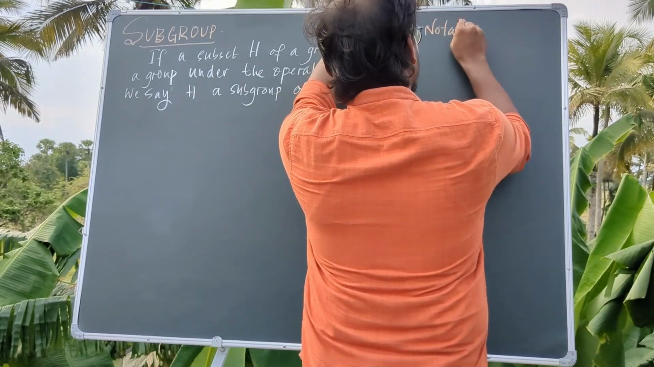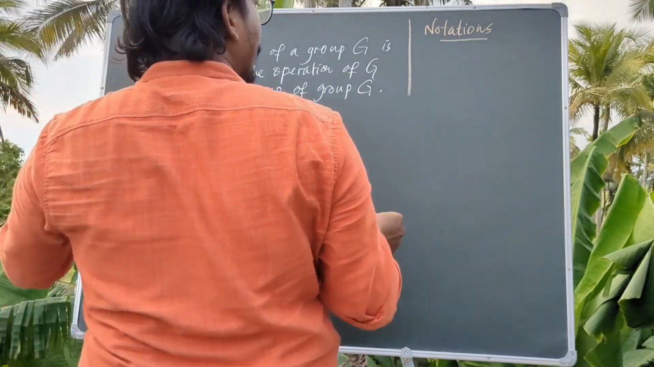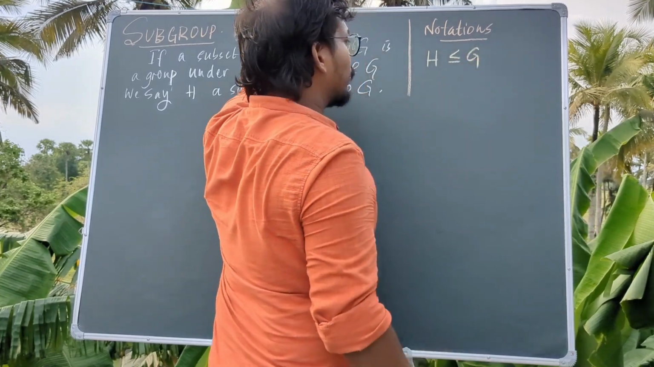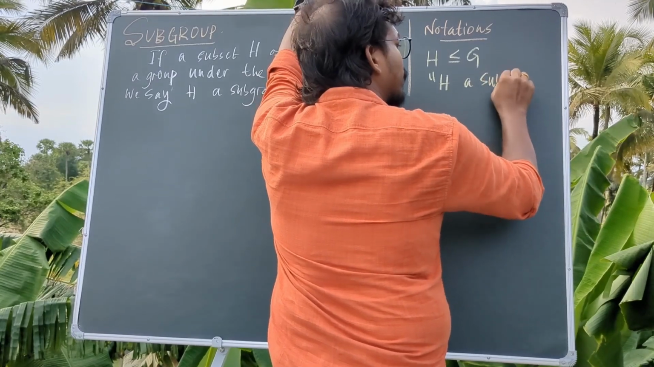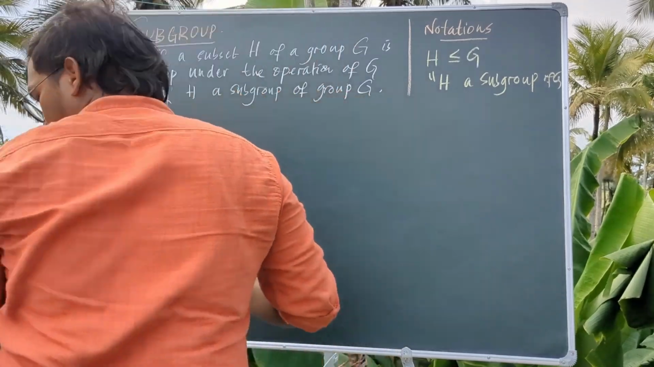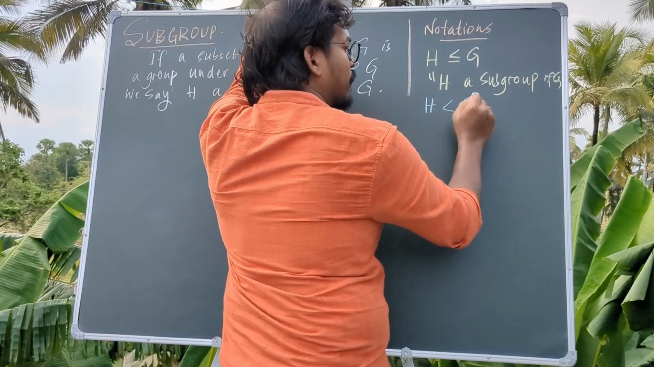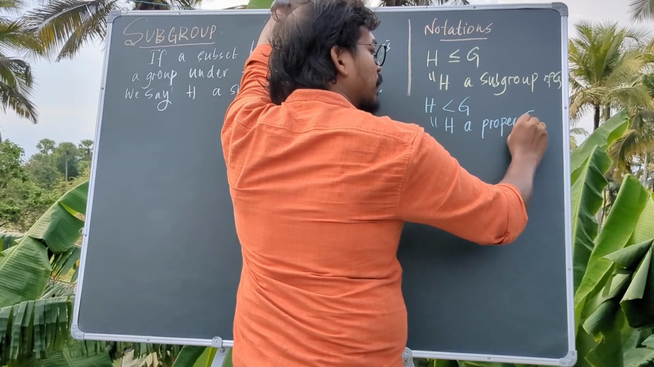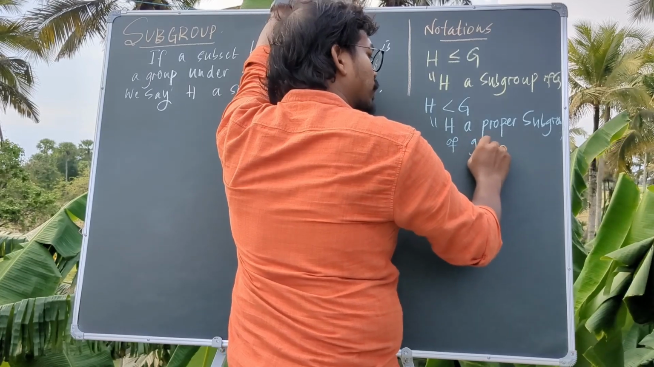Notations. H ≤ G is a notation for subgroup. We say H a subgroup of G, and if this is strict, then we say it's a proper subgroup of group G.